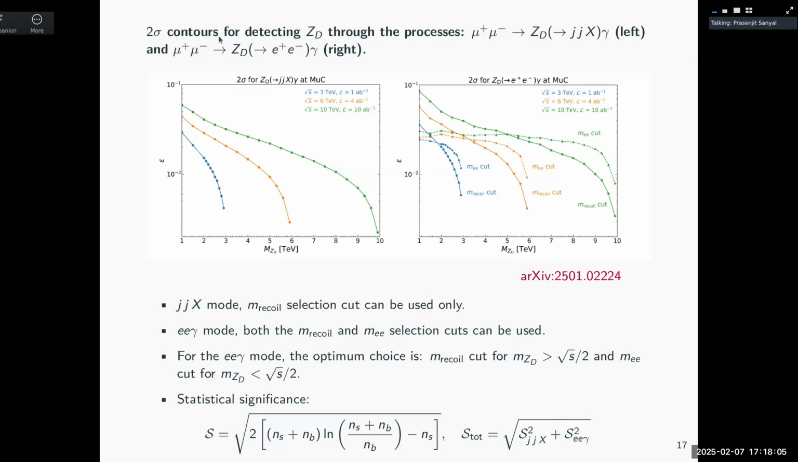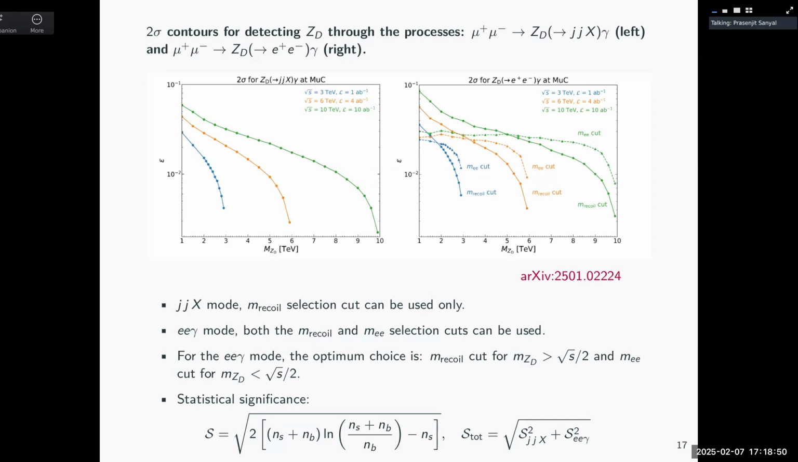So this is the 2 sigma contour for detecting the dark Z through the inclusive dijet process, shown in the left figure, and in the right figure we have the E gamma mode. For the inclusive dijet channel, we can only use the photon recoil mass criteria. So these 2 sigma contours are obtained once we apply the photon recoil selection cut. But for the E gamma mode, we can impose the recoil mass cut as well as the electron positron invariant mass cut.